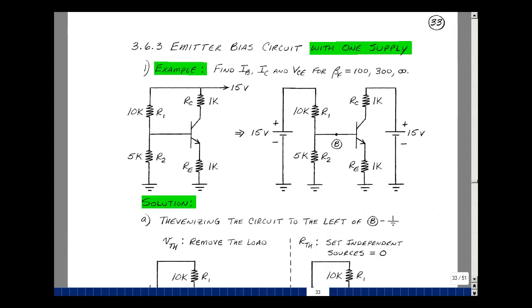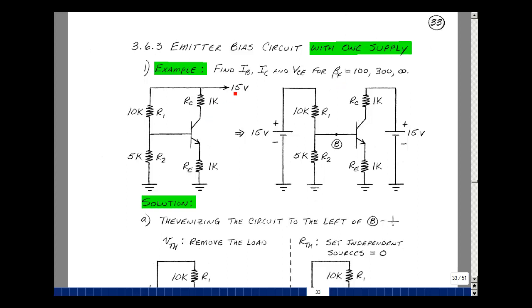In our last biasing example, we had two batteries to bias the transistor in the active region. Nobody wants to have two batteries in their circuit. Let's see if we can do this with just one battery. This is called an emitter biasing circuit with one supply. It's also called a self-bias circuit. So here I've got four resistors, one transistor, but now only one battery. I want to find the value of I sub B, I sub C, and VCE for different values of beta F. In fact, let's let beta F approach infinity and see what happens.